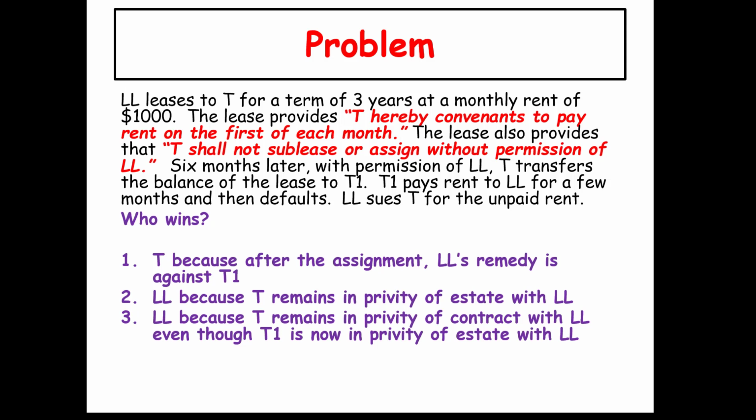And you have three options, right? Option number one is that the landlord's remedy is against T1 because this was an assignment. Option number two is that the landlord has a remedy against the original tenant because they remain in privity of estate. And option number three is that the landlord has a remedy against the original tenant because they remain in privity of contract, even though the landlord is now in privity of estate with the new tenant. The correct answer here is 3, and let's look at what this looks like.